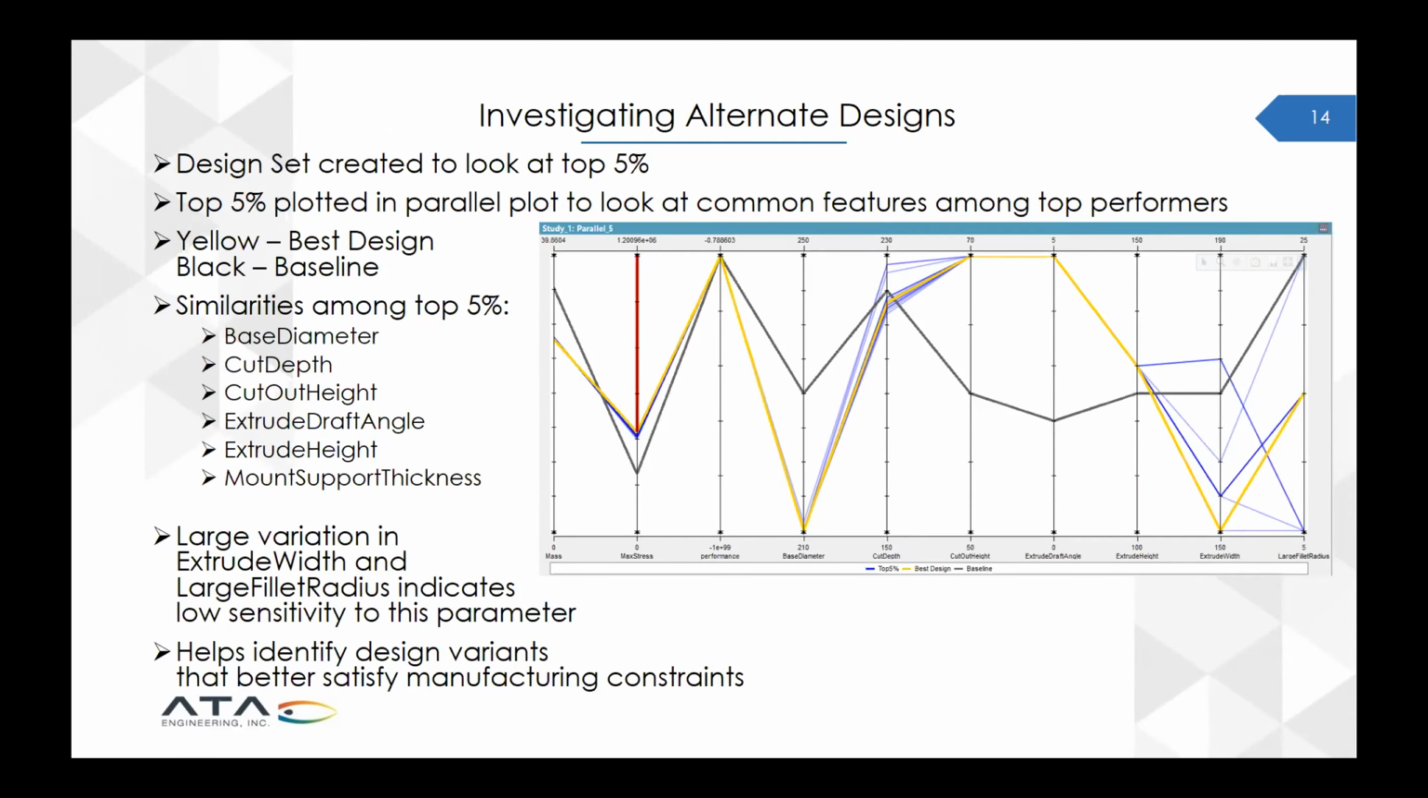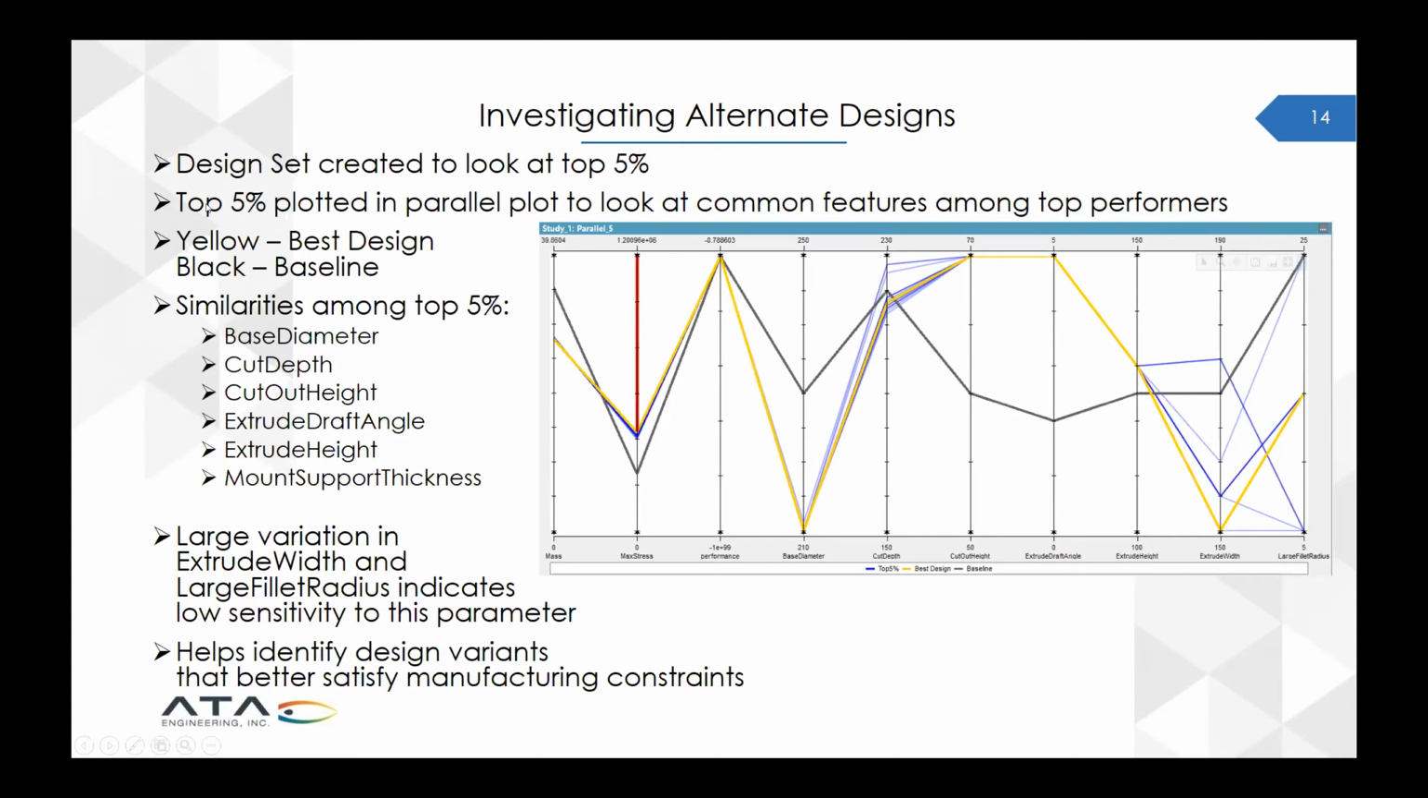HEEDS also allows you to, the post-processing also allows you to investigate alternate designs. So here I've got this parallel plot, and on this plot, the gray line is the baseline design. The yellow line is the best design, and this shows how these designs performed. On the left here is the resulting mass, and then the rest of these fields are the parameters. So it's showing how these parameters are varying with each one of these designs.